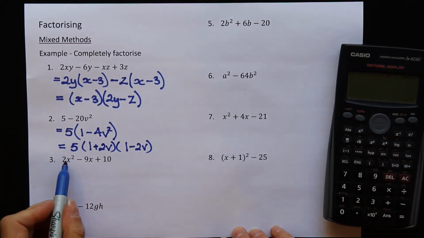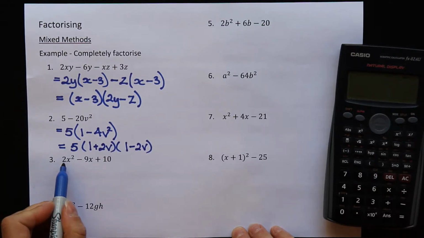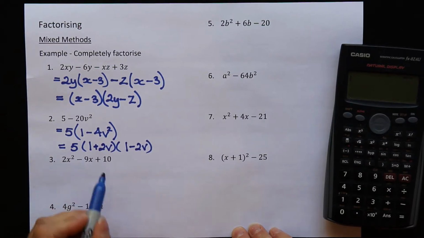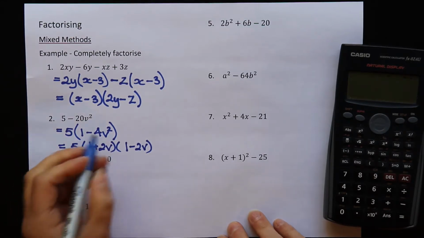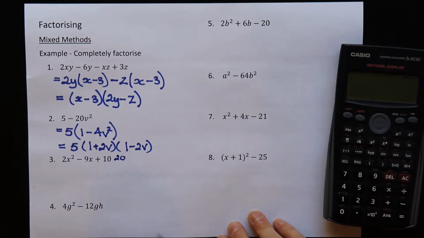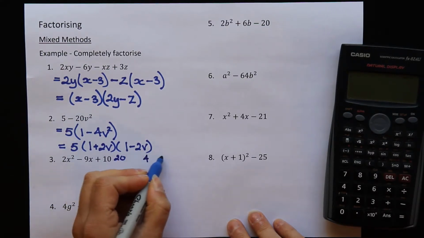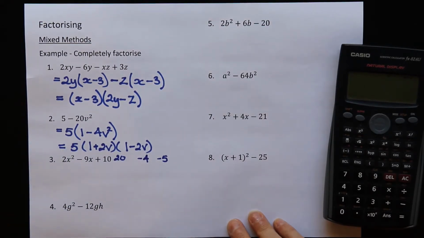Question 3, have three terms, so it's a trinomial. I have a 2 out the front here, but it's not a common factor, so it's actually one of the harder trinomials. So what I need to do is multiply the 2 with the 10, which gives me 20. And I'm looking for two numbers that multiply to give 20 and add to give a negative 9. Okay, 20 would be 4 and 5. If they were both negative, that would give me a negative 9.